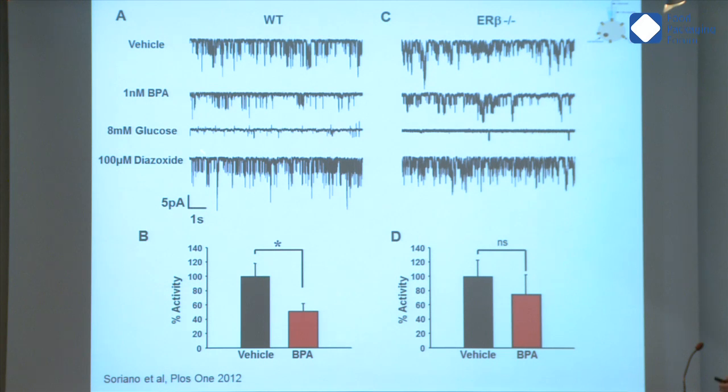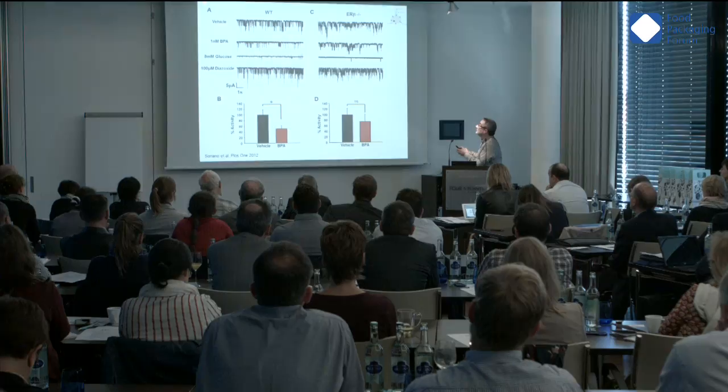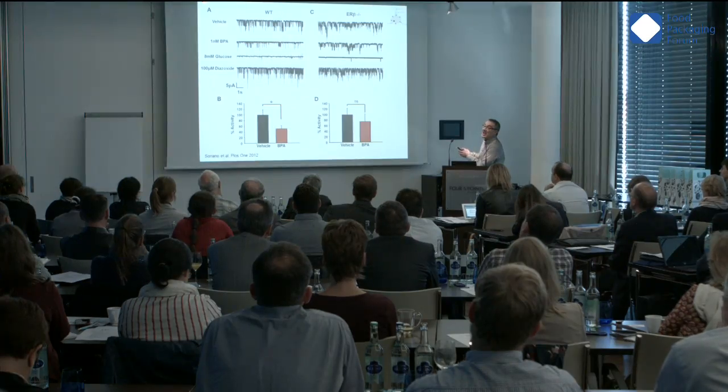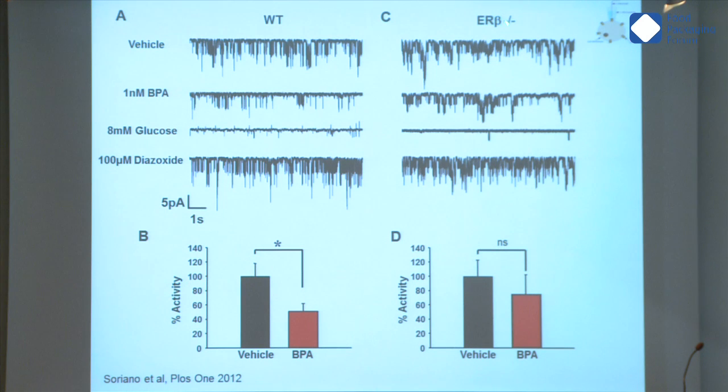This is exactly the same that glucose does, and also oral anti-diabetic agents, and also incretins. It is blocking the same target. And this is completely dependent on ER beta. If we use beta cells from ER beta knockout mice, we completely abolish the effect of bisphenol A.